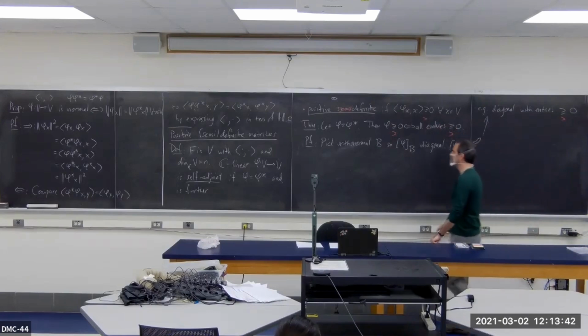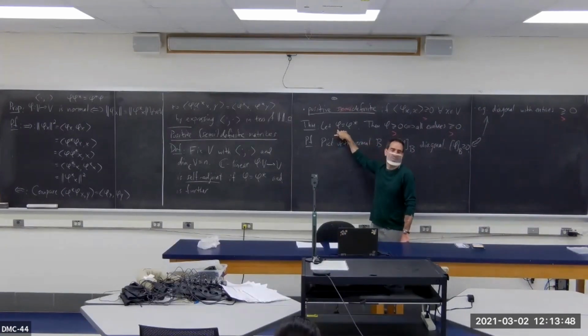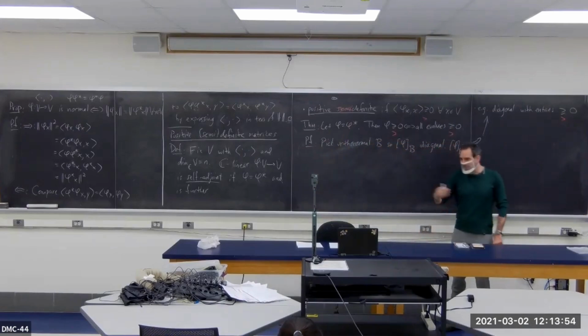Keep in mind that picking an orthonormal basis B hasn't done anything to the linear transformation, right? It's just choosing to express it in certain coordinates. So it's not changing anything about phi to pick a basis. It's just saying that if you pick your basis judiciously, then it's very easy to tell whether or not your operator is positive semi-definite.